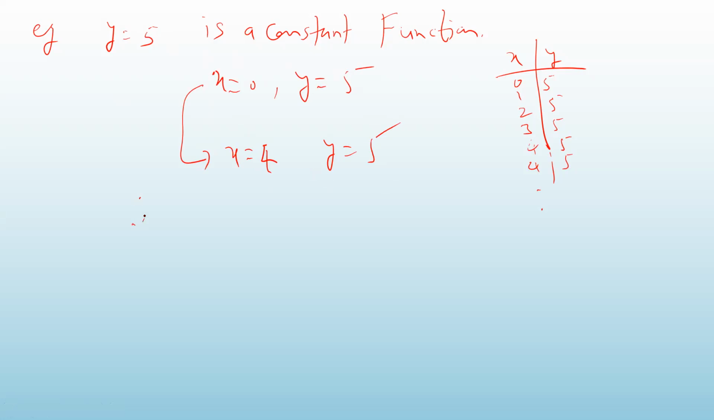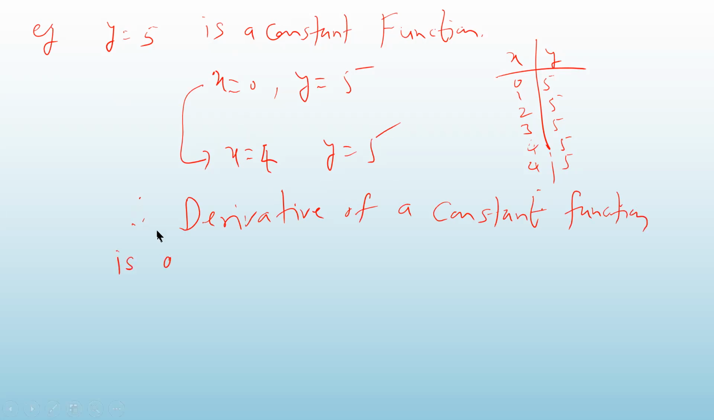So therefore, what conclusion have we got? The derivative of a constant function is 0. Always. Why? Because in a constant function there is no change in the value, the value is always the same. So there will not be any change, correct? So the derivative of a constant function is always 0. Remember that. This is the first thing that is very important.